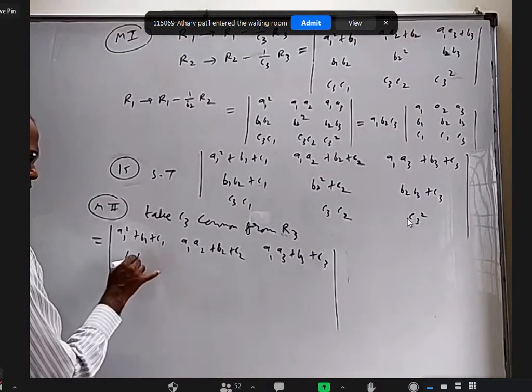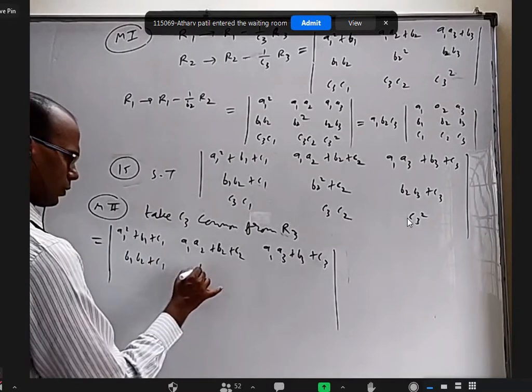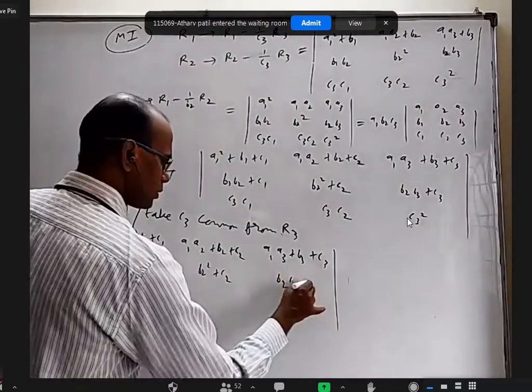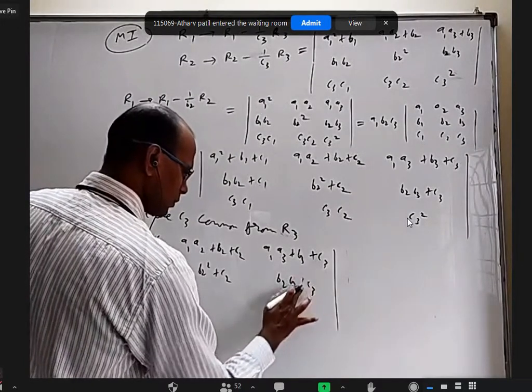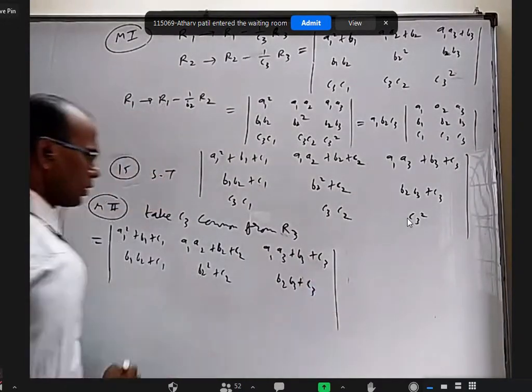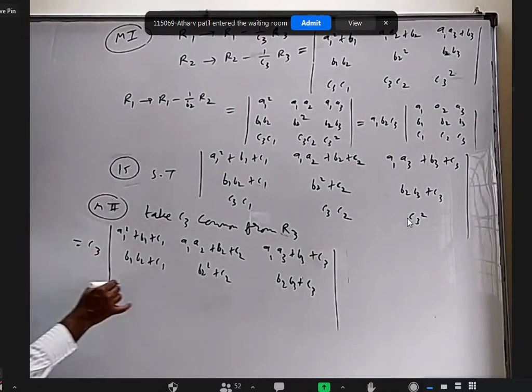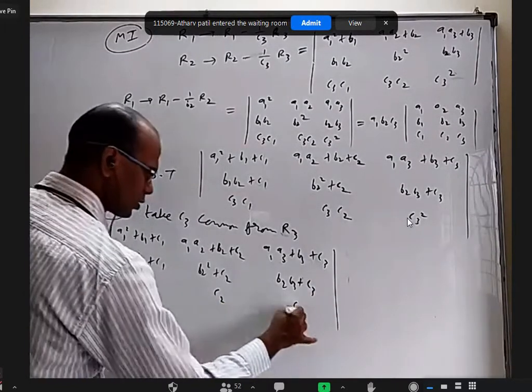This is B1, B2 plus C1. This is B2 square plus C2. This is B2, B3 plus C3. And this is, because I took C3 common outside, I have to write C3, I should not forget. This is C1, this is C2, this is C3.